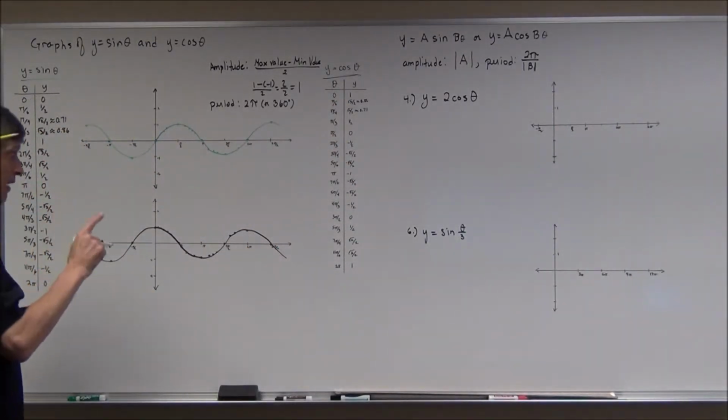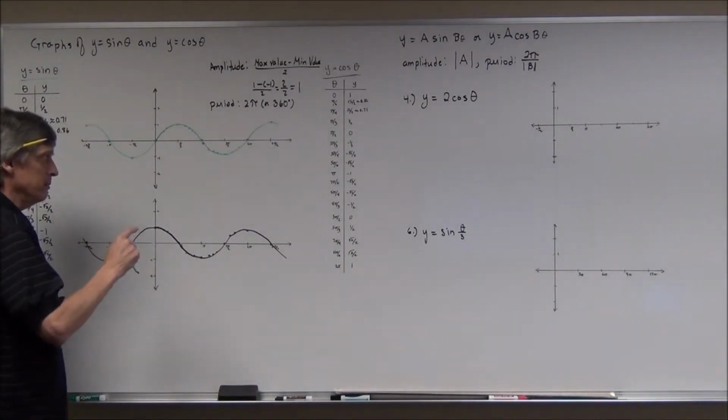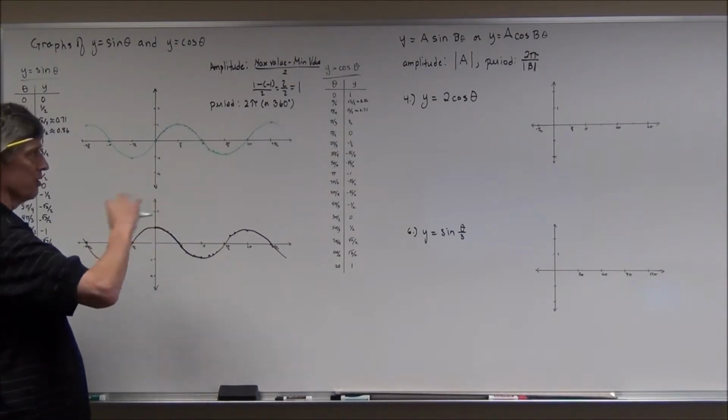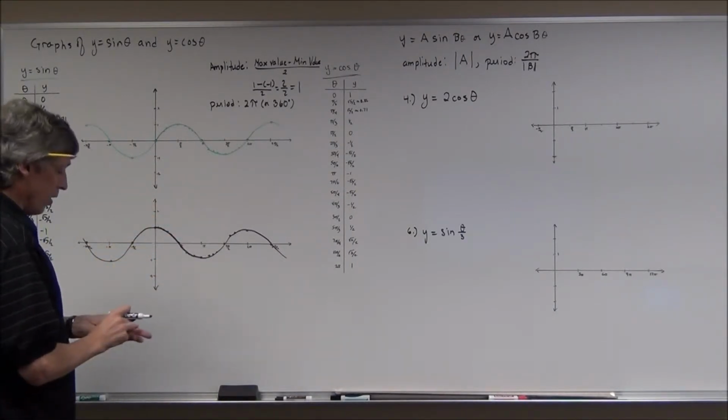Now, I don't expect that you're going to have to write all these out and graph them from scratch. The key to graphing these are finding the x-intercepts, the highs, and the lows. Because once you have that pattern going, you can graph as much as you need.